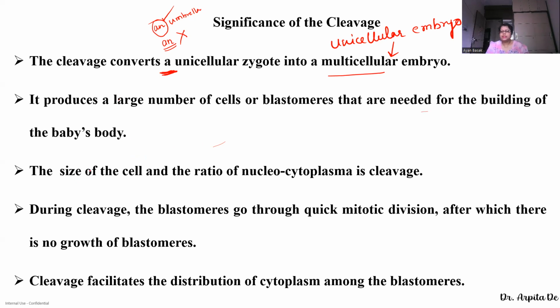When the sperm fertilizes the egg, it's just one diploid cell. From one cell, and when the baby is born, think of the size of the baby. Such a big baby is born, with so many cells in their body, organs, tissues, a whole lot of it. How is this process happening? The size of the cell and the ratio of nucleocytoplasm is regulated by cleavage.